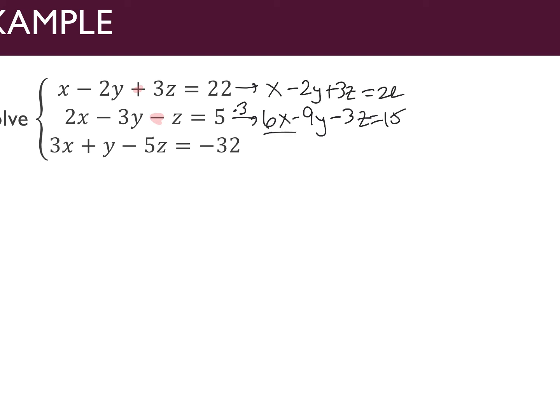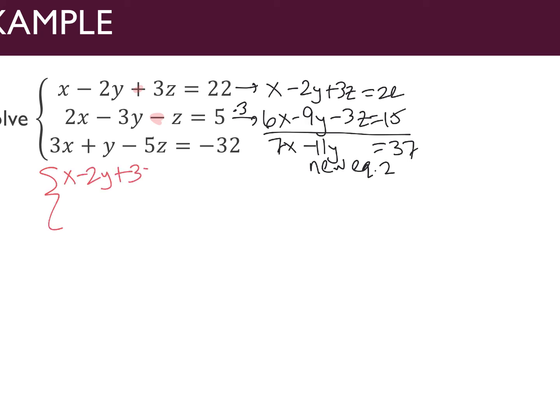Okay, so would we add down? Notice we'll have 7x minus 11y equals 22 plus 15, which is what, 37? Okay, so that's our new equation 2. Okay, so just like with these problems, I like to recopy the previous system for every step. And notice we have old equation 1 and old equation 3, and we're going to insert new equation 2.